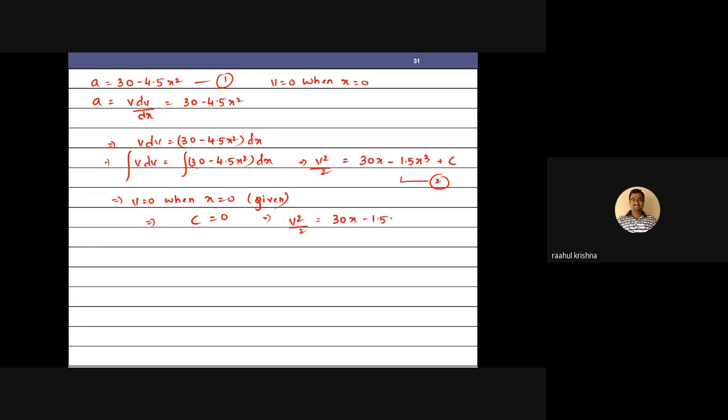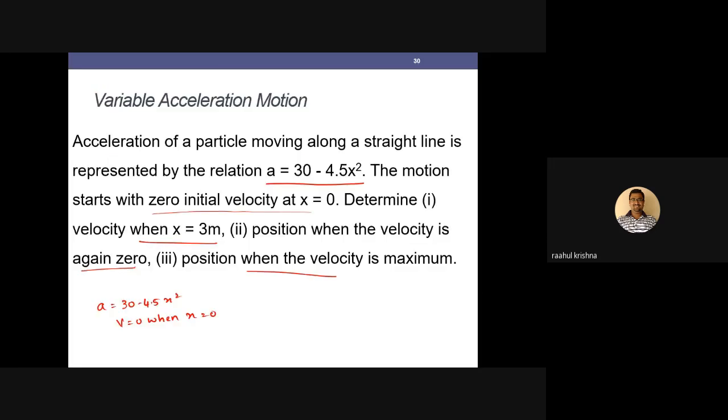So v can be written as the square root of 60x minus 3x cube. Right? I can write any expression, because I was supposed to find out the velocity when x equal to 3 meters. So fine, that expression will be useful.